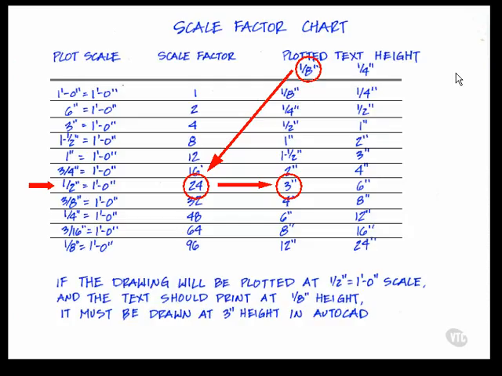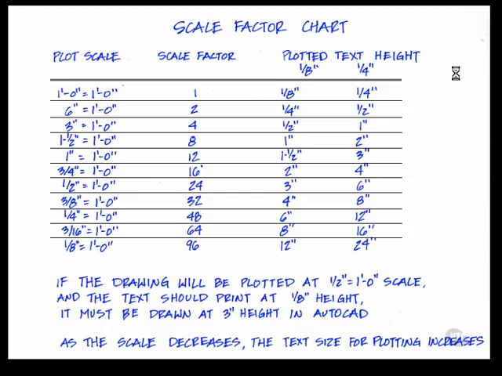To AutoCAD, text is just another entity, and it does not understand the scale factor chart. That's the information that we have to provide for it. So then, as you can see, as the scale decreases, you see here we began at full size and we get a little bit smaller, the scale factor increases, which means that your text height must also be made bigger and bigger. And that's because the drawing is getting smaller and you have to compensate for that change in scale factor.